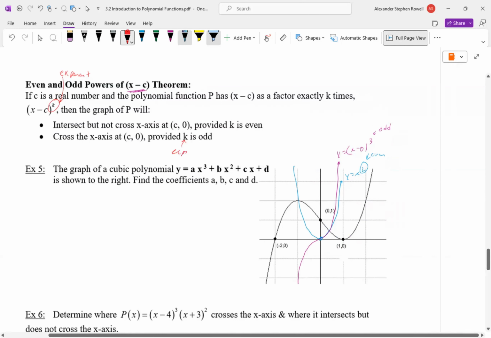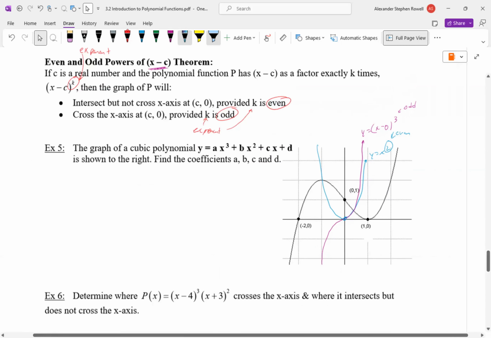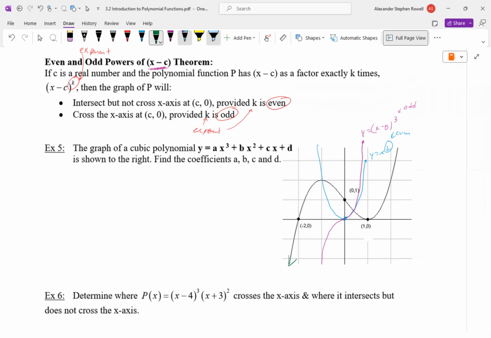We're talking about the exponents being odd or the exponents being even. Example 5 is asking us to use this theorem to come up with a cubic polynomial that represents the graph given. Any polynomial can be written as the lead term times its zeros, but now to different powers. First off, how many zeros do I have?